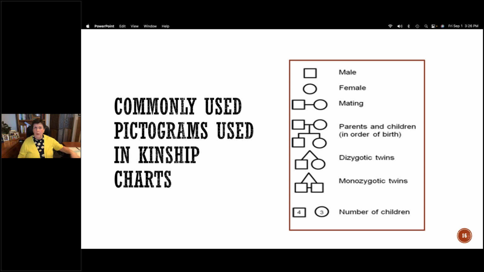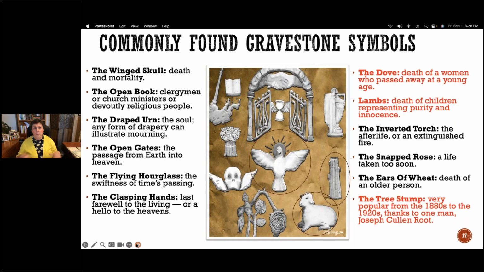You will also encounter, although not as frequently as the abbreviations or the symbols, pictograms on some materials, or you may want to use them yourself. These are the most commonly used pictograms in kinship charts. I will mention shortly that a gravestone can qualify as a genealogical record because it will have information on it, birth and obviously death, and maybe even other details about a person's life. So a tombstone is definitely a genealogical record.